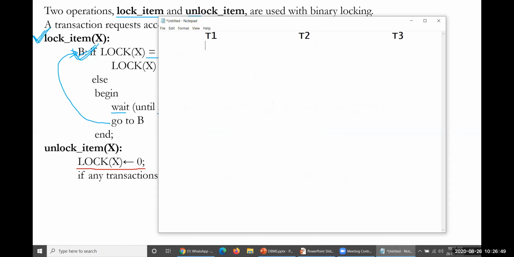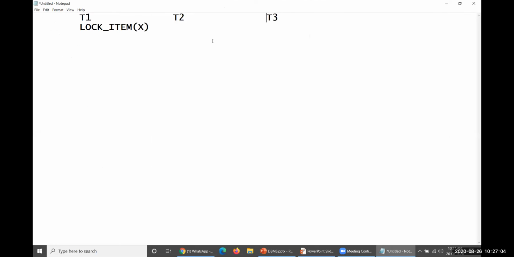So at a time T1, let me operate it. So lock item of X. This statement has been operated by transaction T1 in the beginning. And then the same operation could take place after some time. That is why I have given some space here, by this transaction T2. After some time, it gets operated.